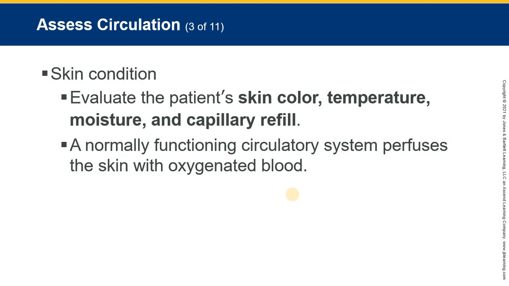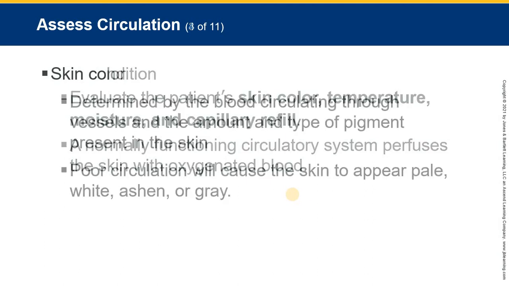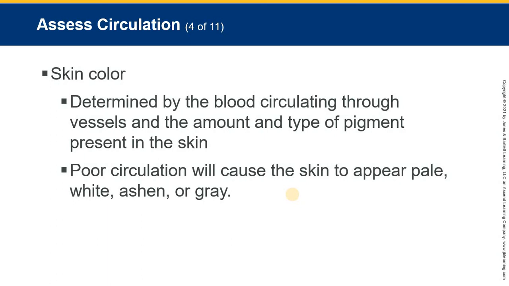And then it's going to try and actually just shunt all that blood into your core to keep the body warm. That's going to be in this skin circulation test. So the color is going to be determined by blood actually circulating through the vessels. If you don't have a lot of blood circulation through your vessels, you're going to look pale. You can be ashen or gray, and it's not a good color.